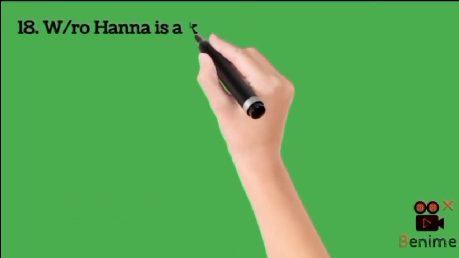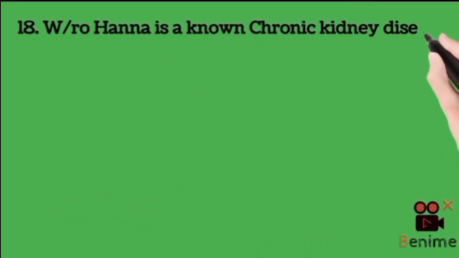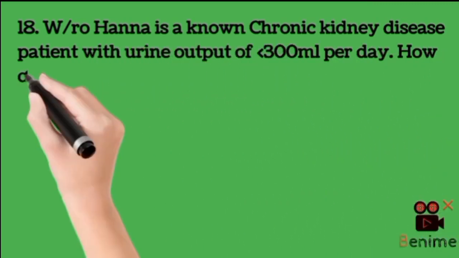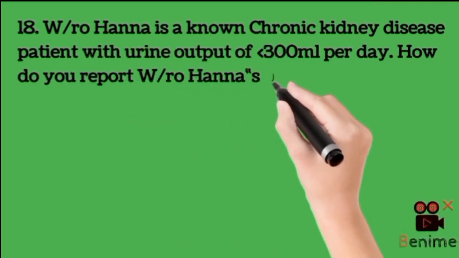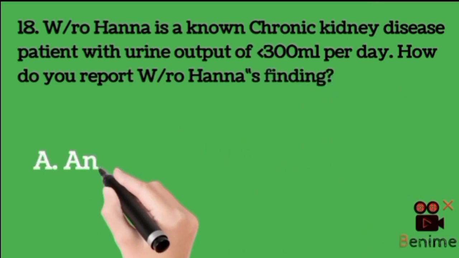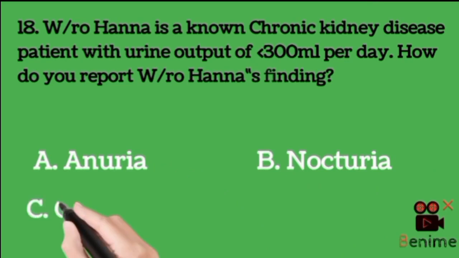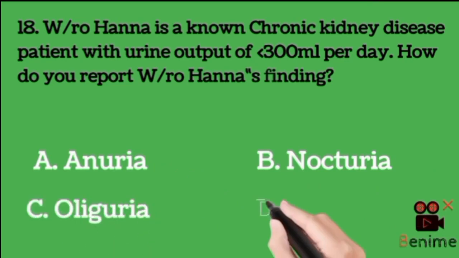18. Hannah is a known chronic kidney disease patient with urine output of less than 300 milliliters per day. How do you report Hannah's finding? A. Anuria. B. Nocturia. C. Oliguria. D. Polyuria.